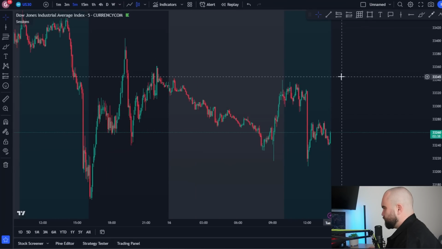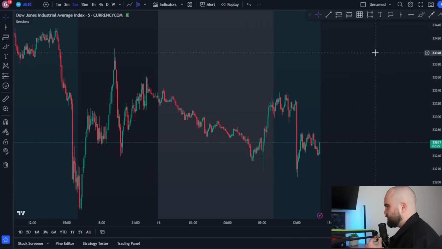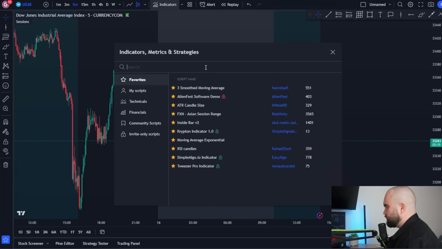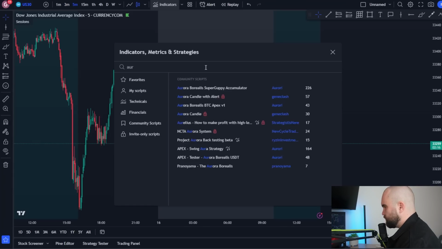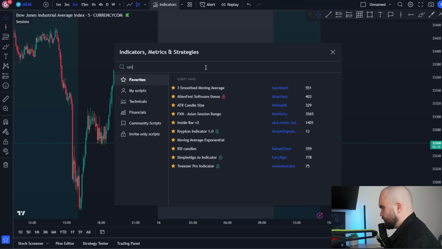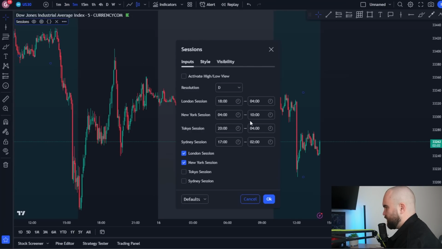Okay guys, so we are on US 30, and if you've watched my previous video, it is exactly the same rules as my previous video. Now, all I've done is changed the settings on the indicator. So I use the sessions indicator, which is by a guy called Aura Rocks. So you go search for Aura Rocks or sessions, and you use this sessions on chart by Aura Rocks, and then you input these settings here. These are the only two that really matter.